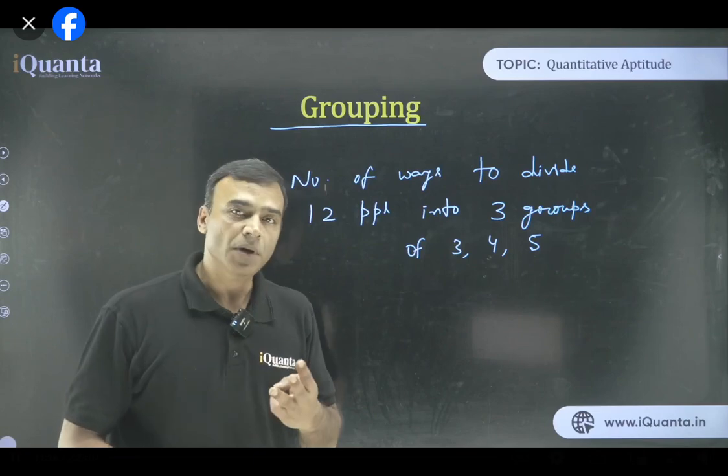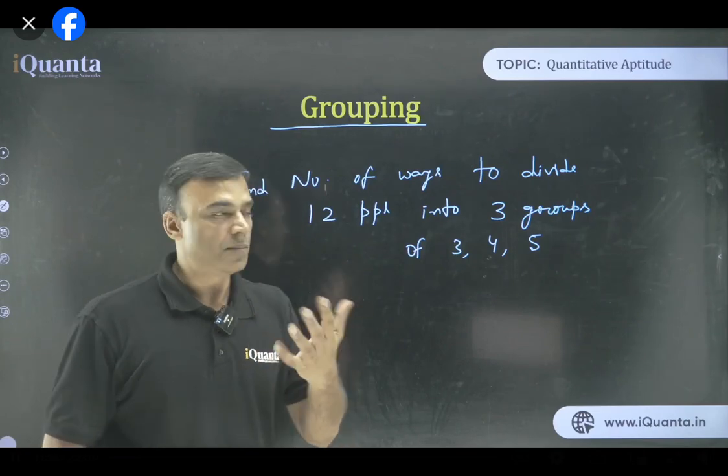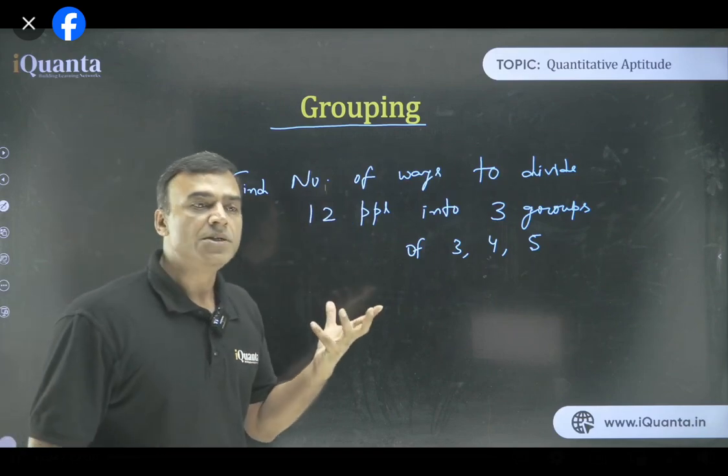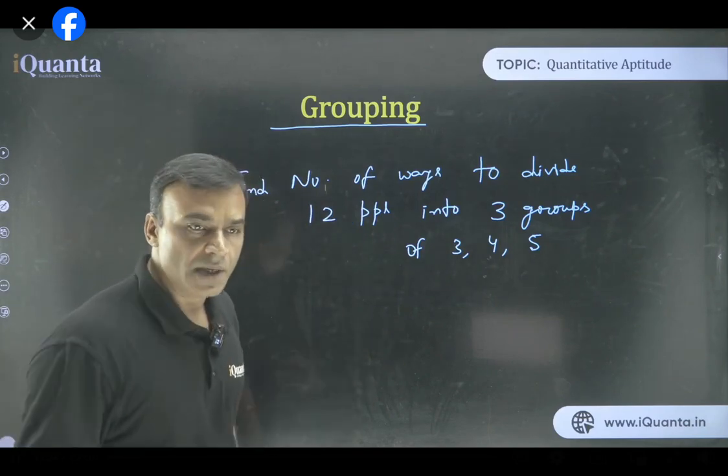So in one group there should be 3 people, in another group there should be 4 people, and in another group there should be 5 people. And when I say people, automatically it means all the items are different.